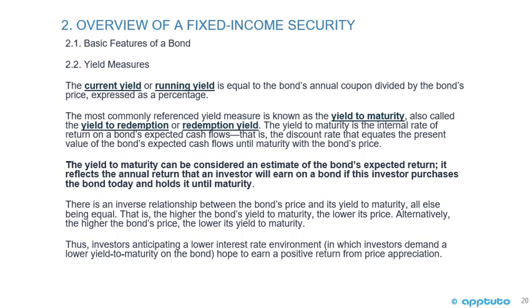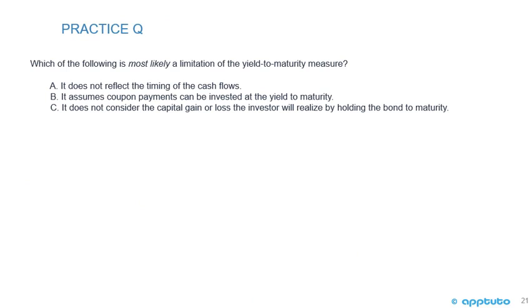Now, as we know, if we buy a bond and we hold it to maturity, we're not going to have any capital gains or losses. But during the life of the bond, as interest rates change, we will have capital gains or losses. So we'll do a quick practice question to check our understanding.